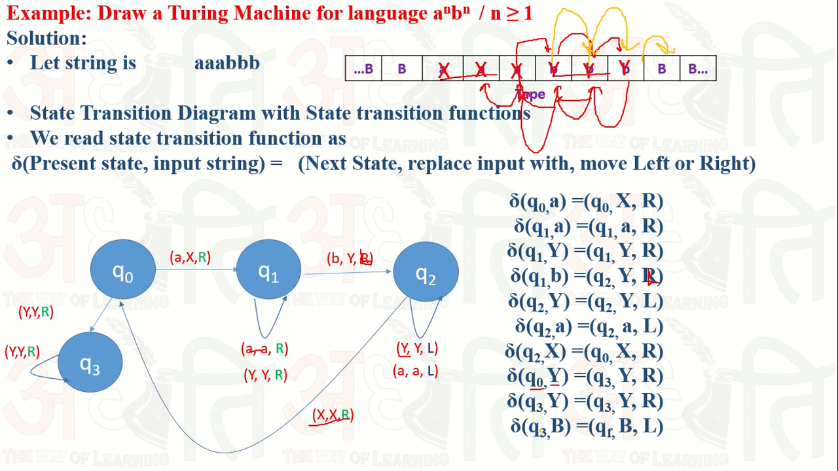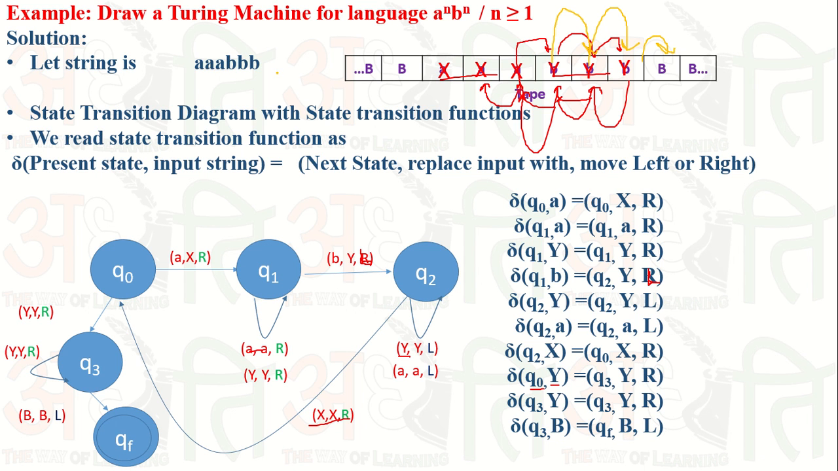So in the transition function, when we are in state Q3 and facing a blank, we go to the final state, the blank is replaced with a blank, and we move right. So the blank is simply replaced with the blank and we move right. So it is a final state. That was a simple example of how we do it.